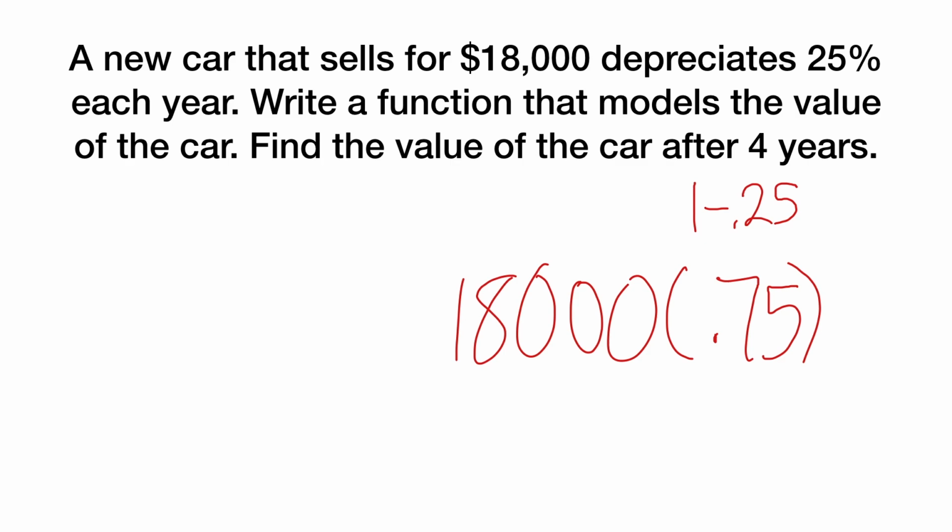And then we want the value after 4 years because this would be our formula. What I'm going to do is put this in a calculator and multiply that by 0.75 to the 4th power because my x value is 4. So after 4 years, your car is now valued at, if you are only keeping 75% each year, $5,695.31.